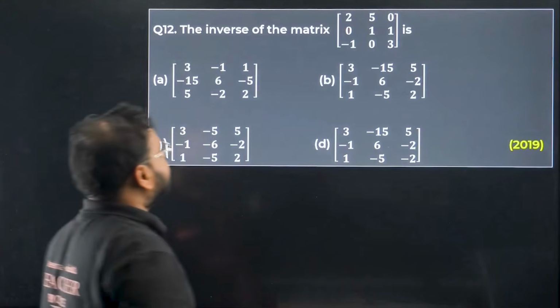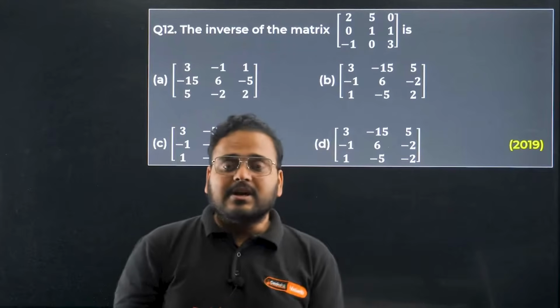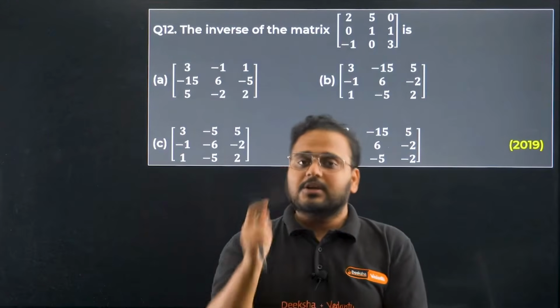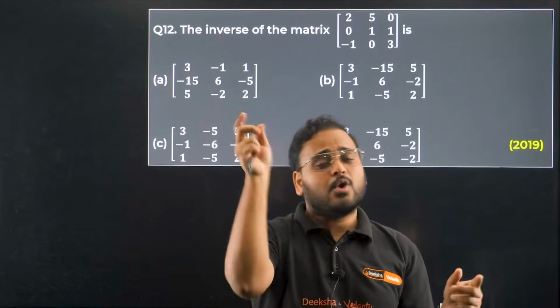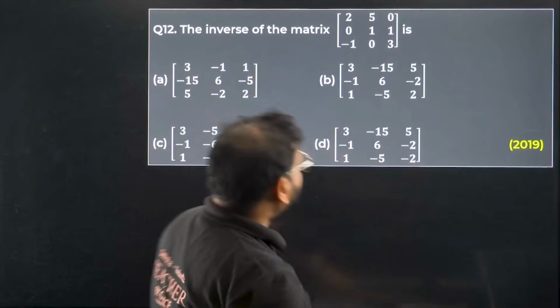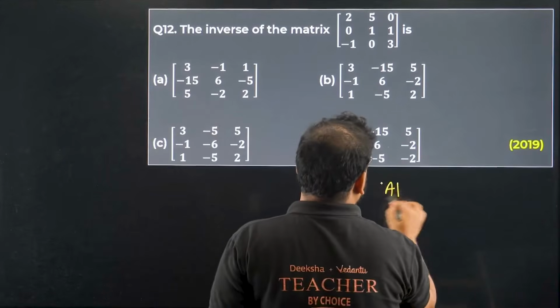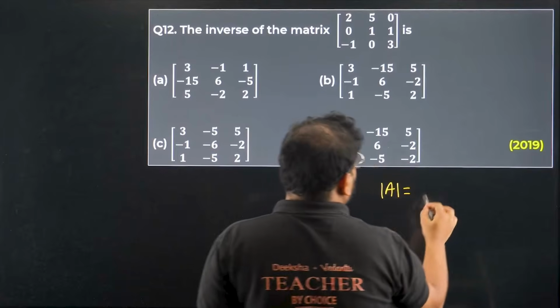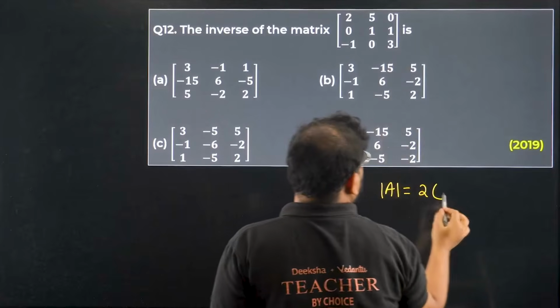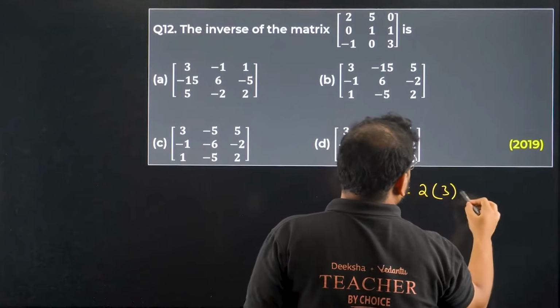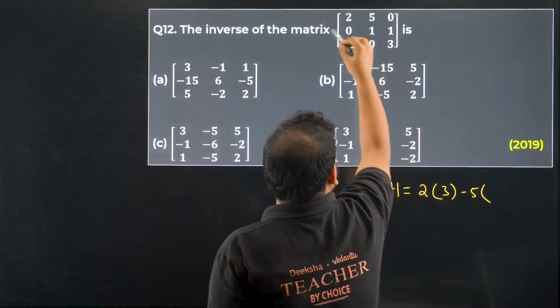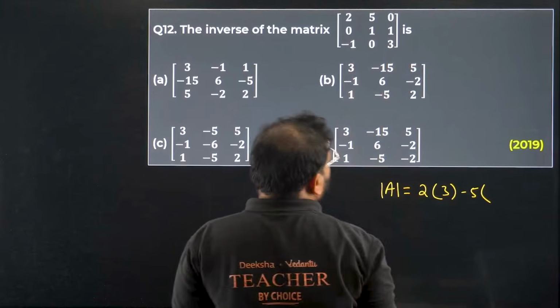Question number 12 now. Again, finding inverse. Do not do the conventional method. Use the trick of finding adjoint, and also don't do it for all the terms. Okay, let's start now. First, finding the determinant. For 2 what we have? For 2 we have 3 minus 0, so 3. For minus 5 what we have? For minus 5, 0 into 3 is 0, and this is going to be simply plus 1.